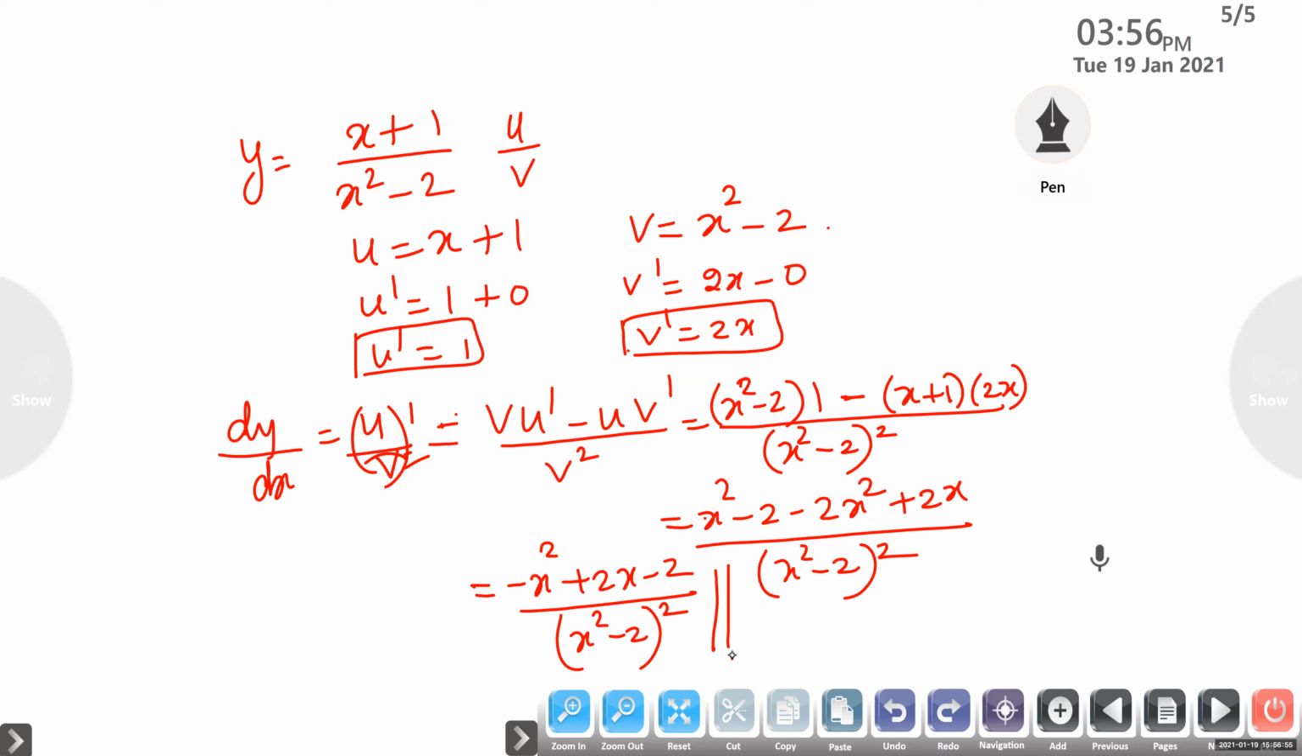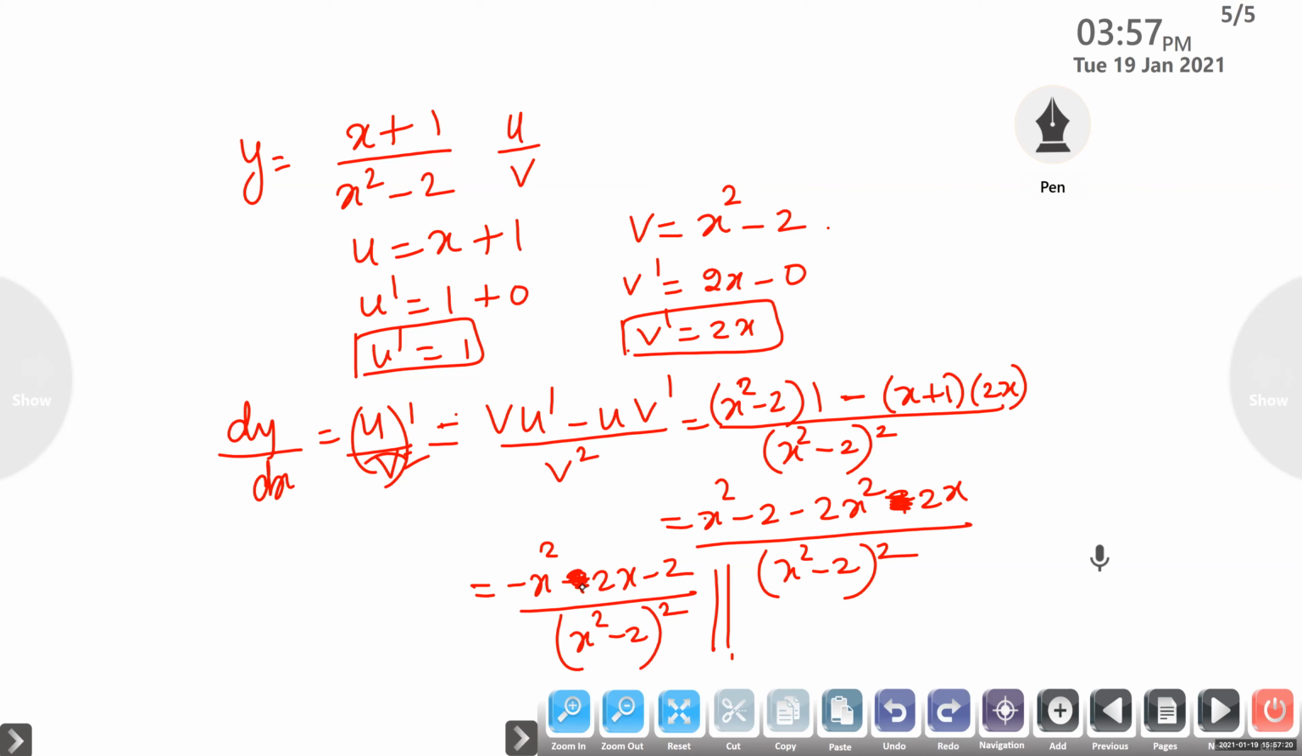Ma'am, the 2x should be negative, right? Yes, minus is common, so you'll get minus 2x. Correct, when you use distributive, you'll get minus 2x square minus 2x. Now, is it okay? Is it clear? Yes, ma'am. Now, let's do one more question.